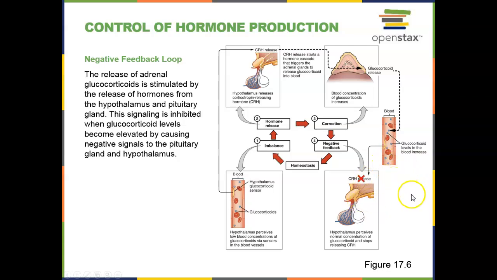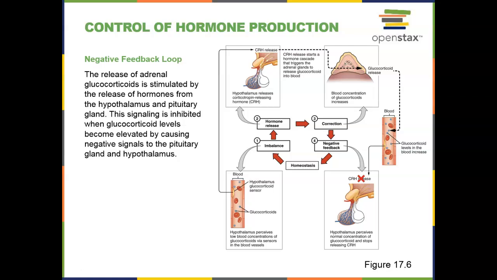And so when we have an increase in cortisol, that's going to tell our hypothalamus, hey, we no longer need corticotropin releasing hormone to stimulate the anterior pituitary. So the hypothalamus is going to stop releasing corticotropin releasing hormone. This stops stimulating the anterior pituitary, so it stops producing the adrenocorticotropic hormone.